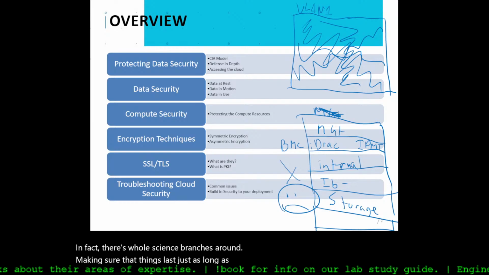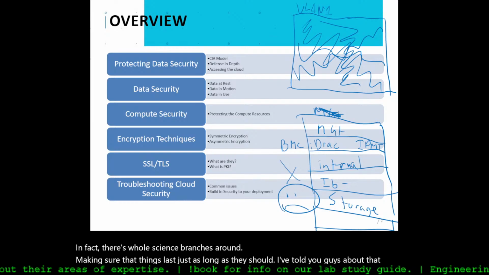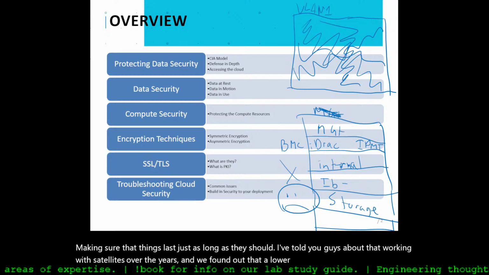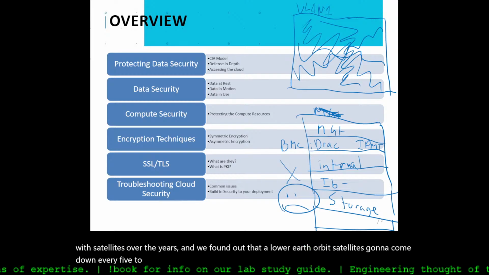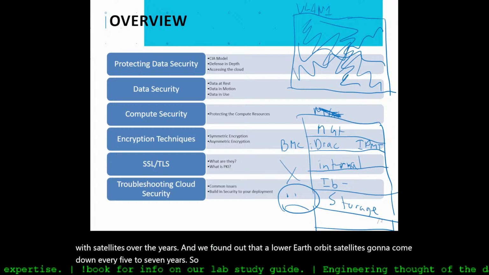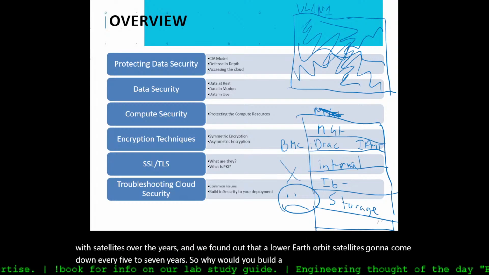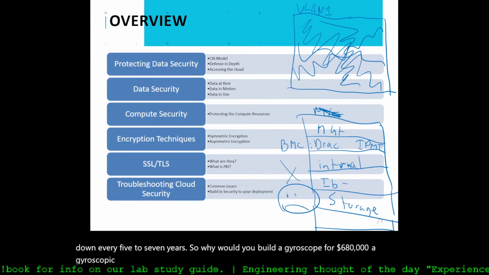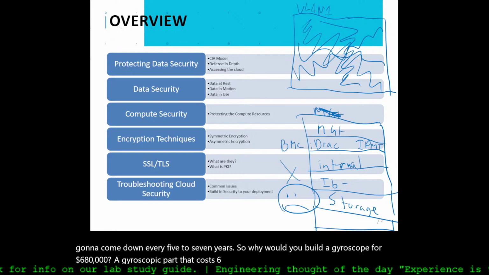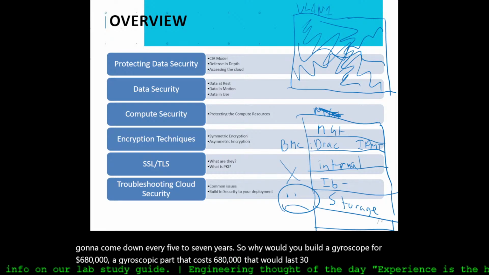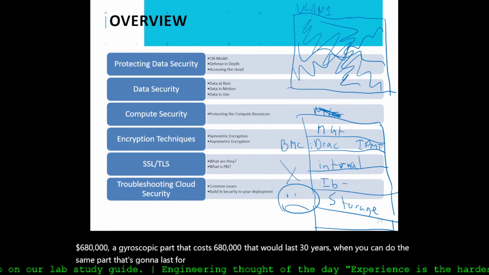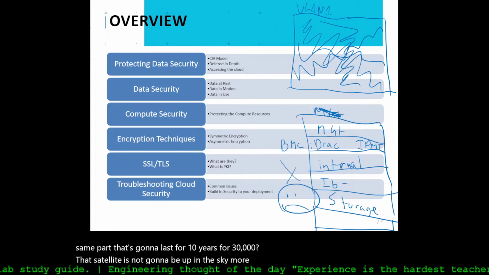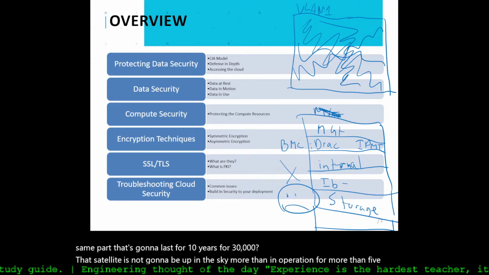In fact, there's whole science branches around making sure that things last just as long as they should. I've told you guys about that, working with satellites over the years, and we found out that a low Earth orbit satellite is going to come down every 5 to 7 years. So why would you build a gyroscopic part that costs $680,000 and would last 30 years, when you can do the same part that's going to last for 10 years for $30,000? Well, you know that satellite's not going to be in operation for more than 5 to 7 years, 7 years at its best.